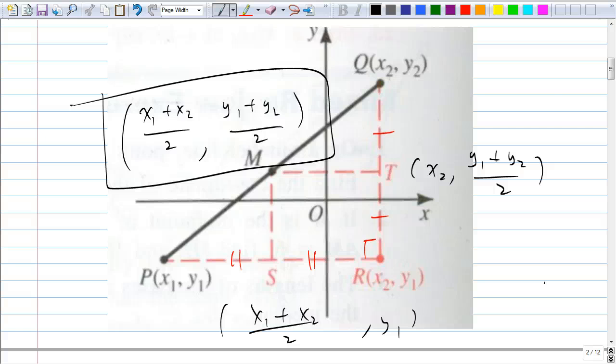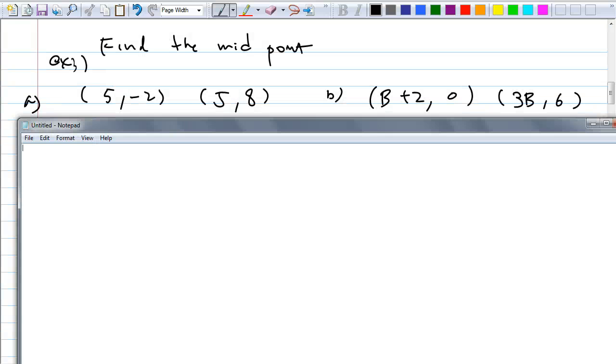Here we go, some simple ones. Here's example 3, kind of going back to what we did a little bit. So it's kind of a review. Let's see if you can do this now. Go ahead, everybody try. Tell me the midpoints of these points. A: (5, negative 2) and (5, 8). B: (b plus 2, 0) and (3b, 6).